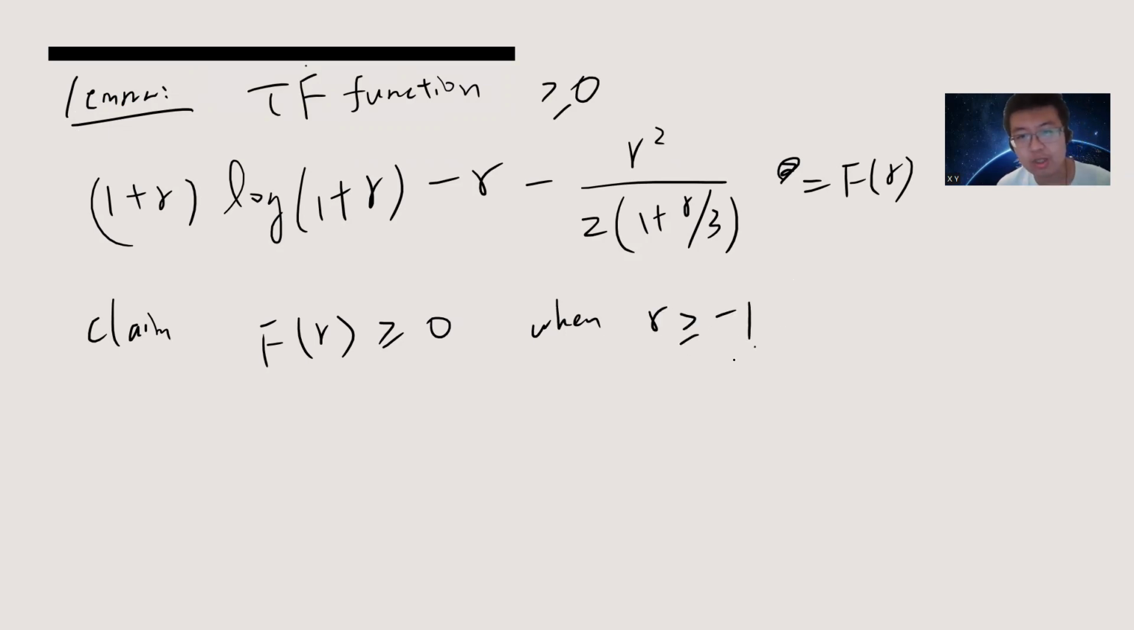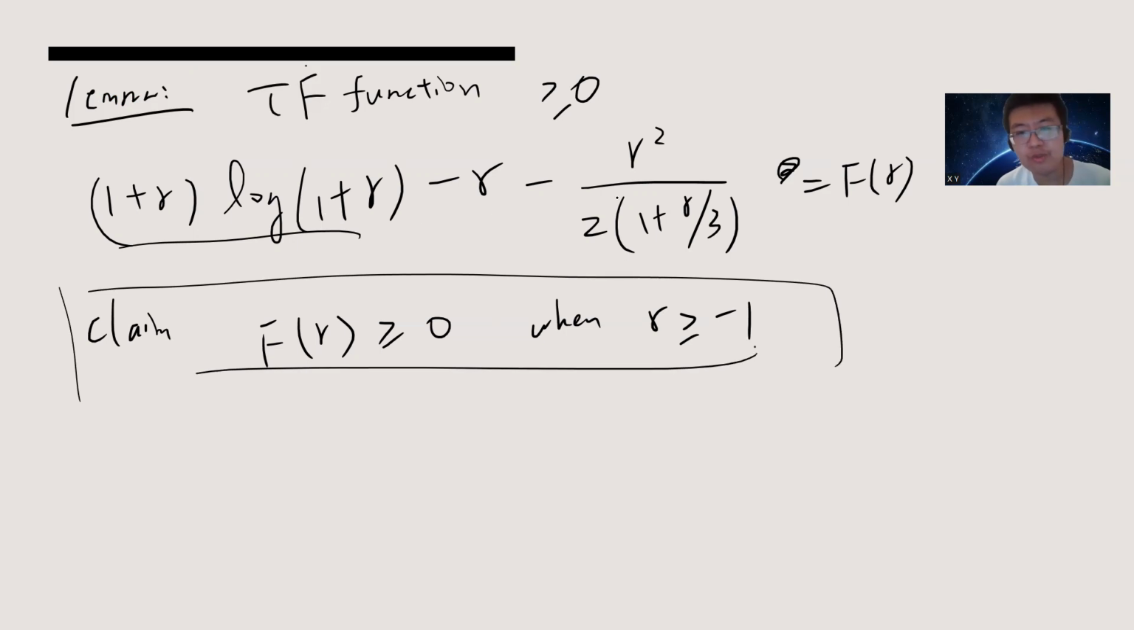Then you can check that when r equals minus 1, this will be 0 times infinity, so you can play around with L'Hopital's rule, and then r equals minus 1 will be positive. But this is our lemma. You can play around with calculus if you try to prove it, but I will not. Let me just describe the proof.